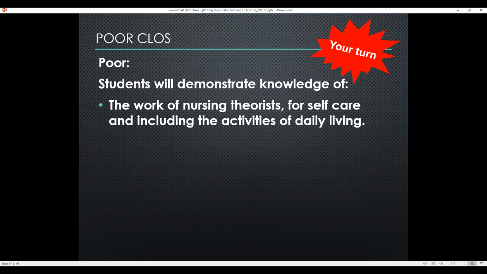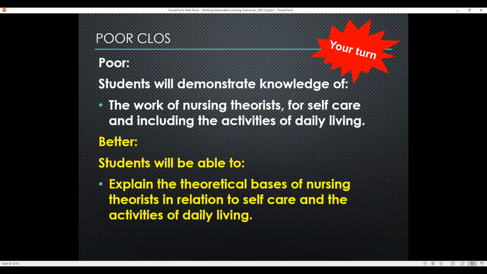Apply the work of nursing theory in self-care and daily living activities. Okay, good try, Dr. Tang. Let's see what is suggested here. Students will be able to, now instead of saying demonstrate knowledge, we usually say, at the end of the course, students will be able to, or upon completion of the course, students will be able to, explain the theoretical basis of nursing theories in relation to self-care and the activities of daily living. But I like the one given by Dr. Tang also, to be able to apply. Very good try.